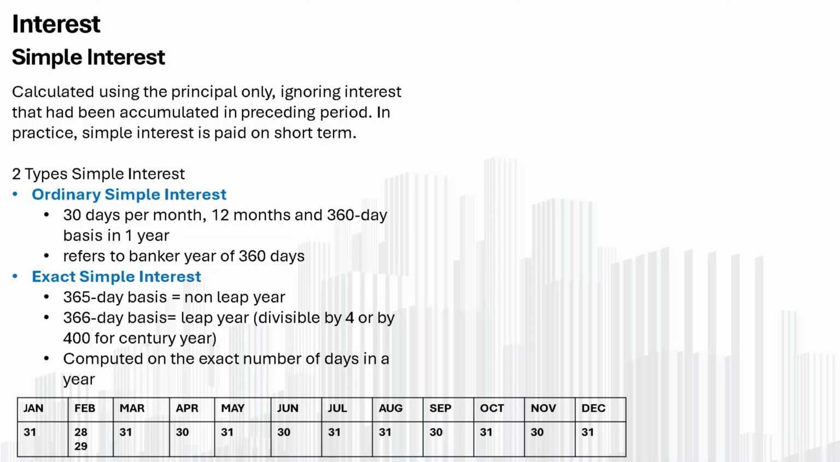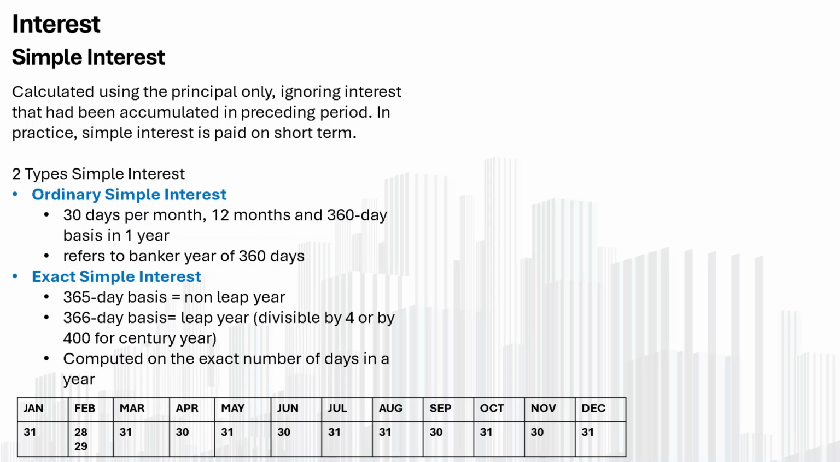There are two kinds of simple interest: the ordinary simple interest and the exact simple interest. The difference between them is how we define the number of days per month. So yung division of the days natin. For ordinary simple interest, we count 30 days per month, 12 months a year, and then a 360-day basis in one year, which is your banker's year. For exact simple interest, from the word itself, exact, we are counting a 365-day basis for a non-leap year and 366 days for a leap year. So we basically compute on the exact number of days in a year.